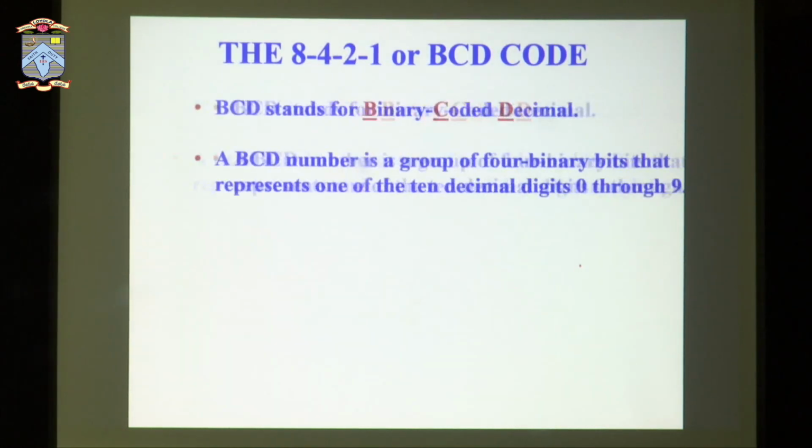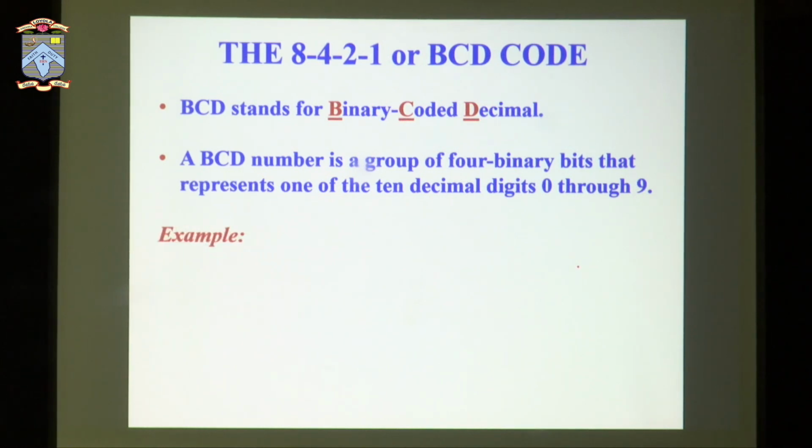Next one is the 8421 code, which is also called a BCD code. We always call it a weighted code because we are writing any decimal number, up to number 9, in a group of 4 binary bits. That is why it is called 8421 code. So, the 8 is 2 cube, then 2 square, 2 power 1, and 2 power 0.